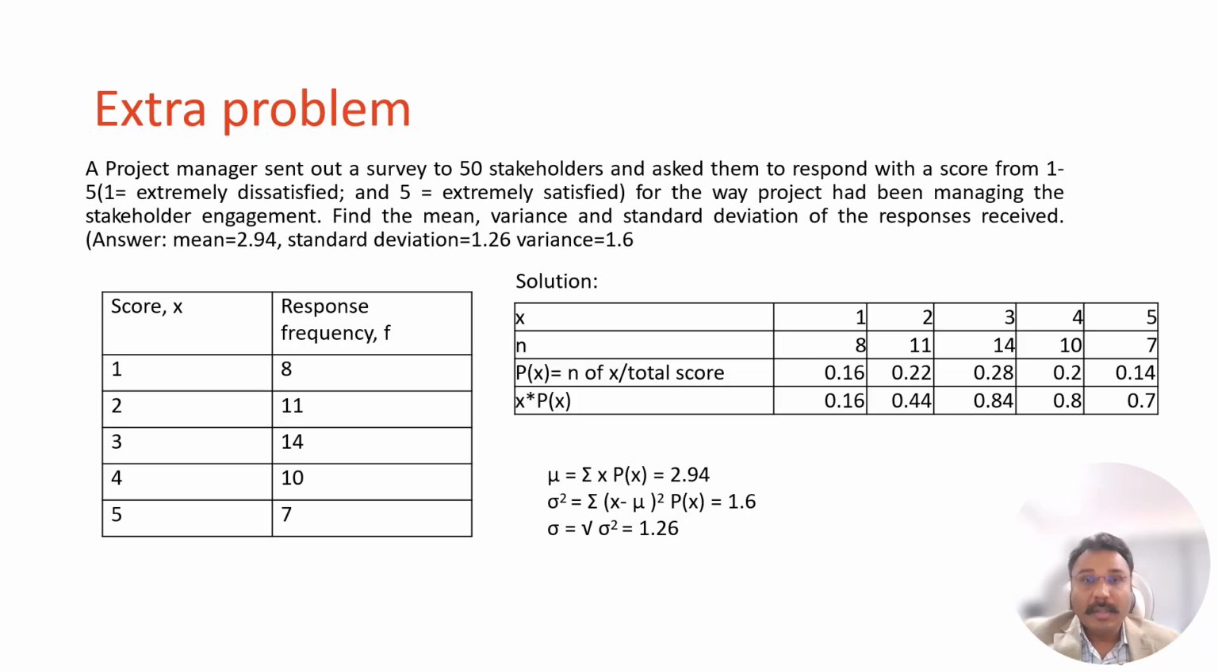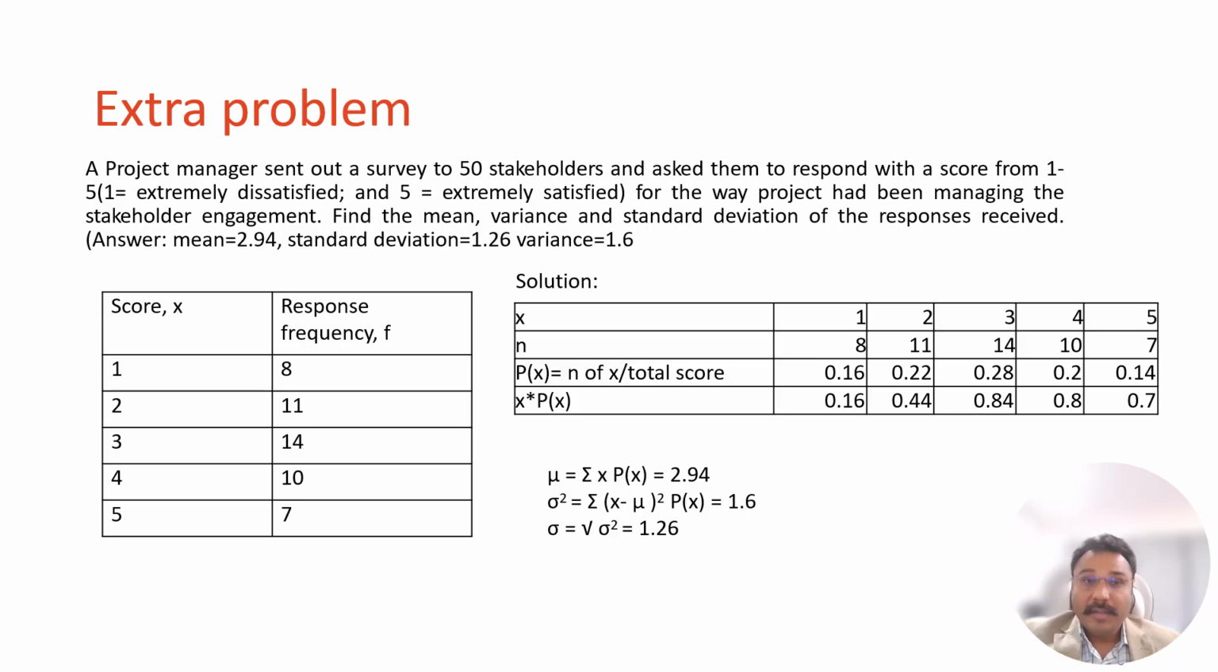It is an uncertain value. Each probability is just the frequency divided by the total number of responses, which is 50. So for example, the probability of getting a score of 1 is 8 divided by 50, which is 0.16. We do the same for all other scores. Once we have probabilities, we can compute the mean of a discrete probability distribution using the formula mu equals the sum of x times the probability of that x. And when we do that for this data set, we get a mean value of 2.94.